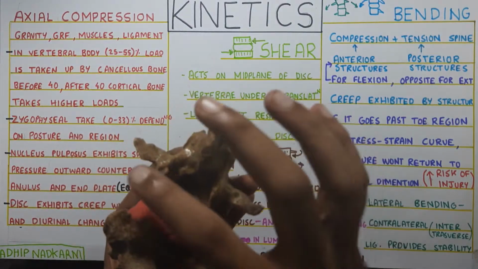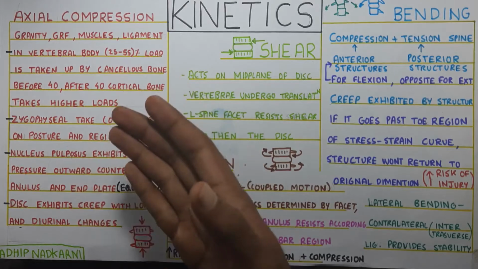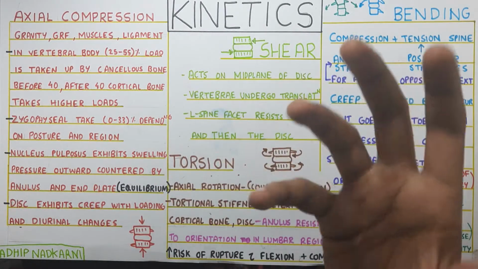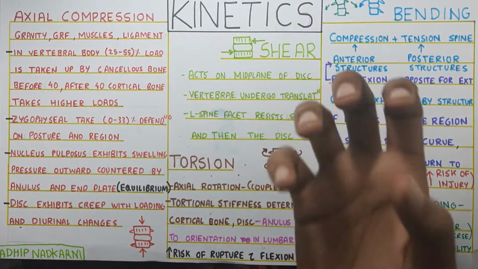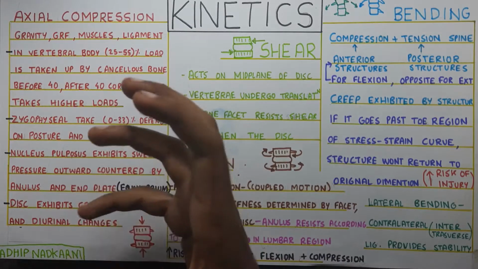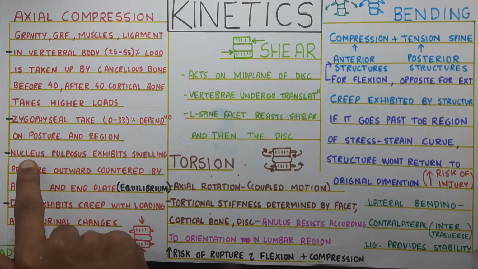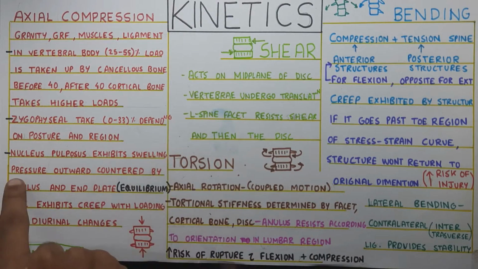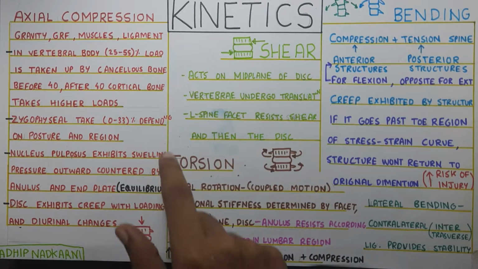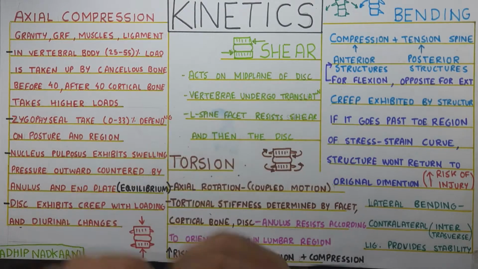So where exactly the forces are being exerted, maybe cervical or lumbar, or depending upon the posture, the compressive forces will vary, and how much of them are taken up by the facet or zygapophyseal joint will vary. Another mechanism through which the compressive forces are absorbed is the nucleus. The nucleus exhibits a swelling pressure outward, which is countered by your annulus and the end plate, and this counter creates an equilibrium which helps in absorbing the forces.